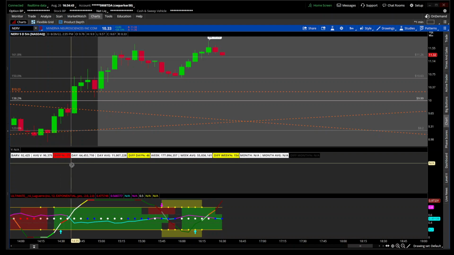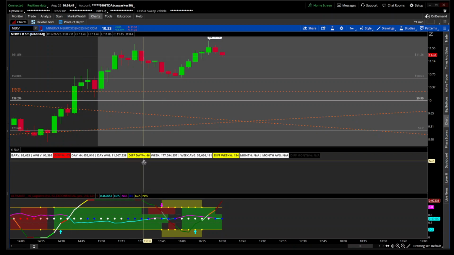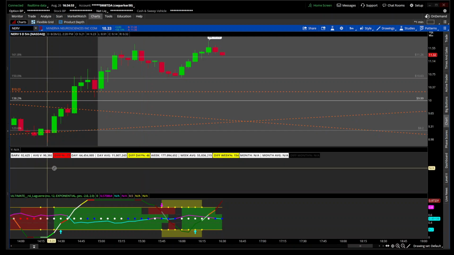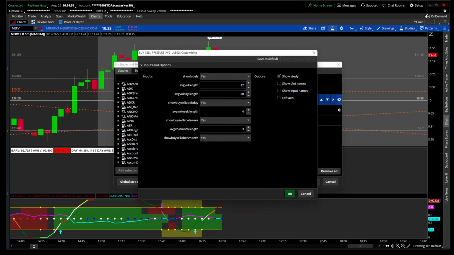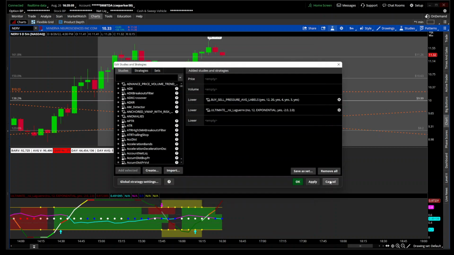And right now it's 77% more selling than buying on this candle. But for the day, it's 46% more buying than selling. This is on an average. I think I left my average at 12. So yeah, this average is 12, the daily is 20, the weekly is 4, and the monthly is 3.